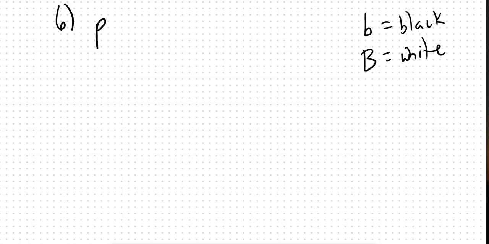So we have the parental generation. The parental generation is going to be big B, little b for the male. And that's going to be crossed to big B, little b for the female, because the white buck is crossed to a white ewe. Both carry the allele for black. So we know that white is dominant, so they have to be heterozygous.